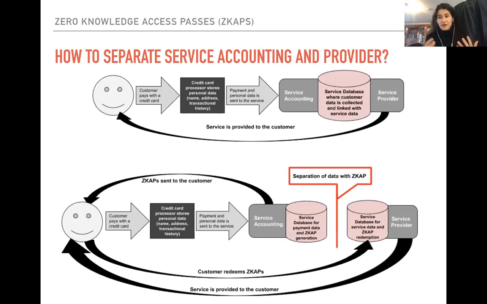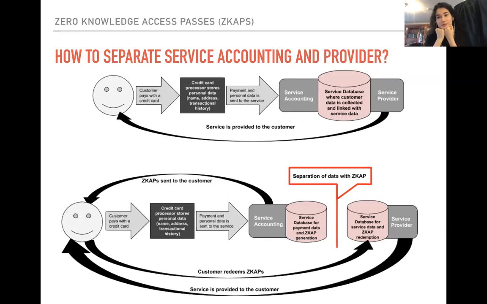Just to put it all together and summarize it again, the problem was really how to separate this accounting step from providing the service step. So at the top, you see that a customer pays with credit card and all of this gets processed and sent to the accounting, and accounting says, okay, this person paid, so you can provide the service. And the problem was we didn't want to do that. So this is the bottom chart, and this is where the ZKAPs came in.